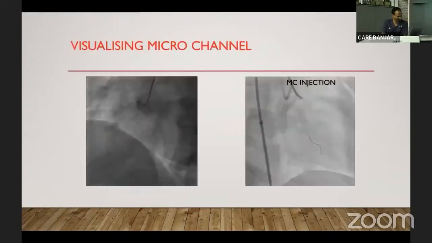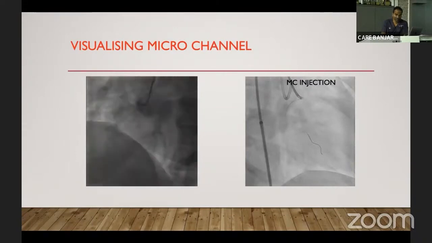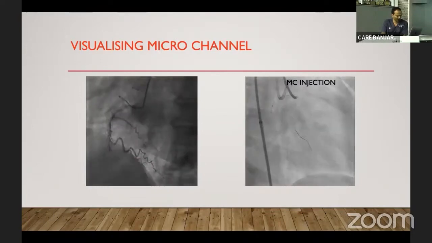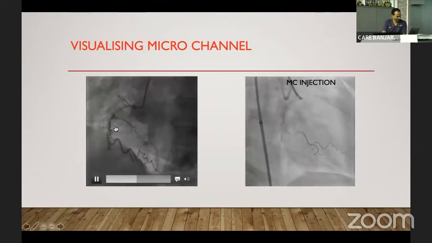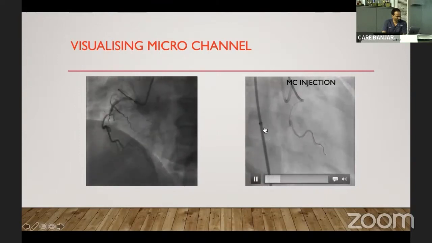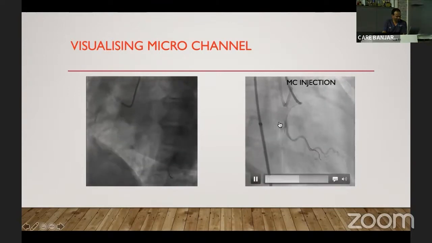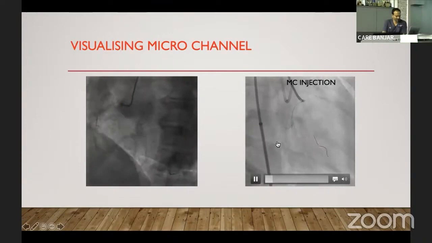So coming to the microchannels in an antegrade PCI. This is something which is very important, and which you can make out when you see multiple cases. Wherever it is still meaningful, try a microchannel wire before you upgrade to stiffer wires. You can see here. To visualize a microchannel, if it is not visible, you can take a microcatheter injection. You see here, you can clearly see a microchannel. So microcatheter injection will make you understand the microchannel pretty well.